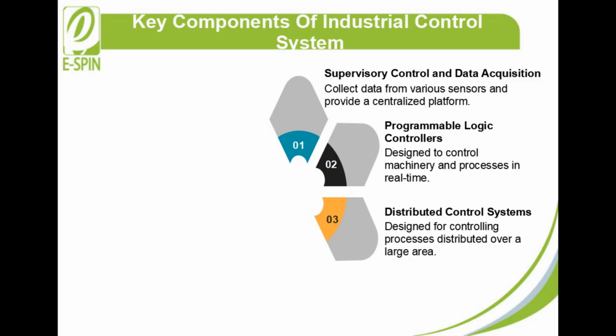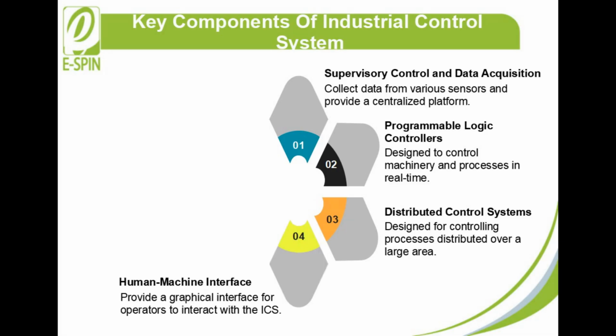3. Distributed control systems, designed for controlling processes distributed over a large area, such as oil refineries or chemical plants. 4. Human-machine interface, provides a graphical interface for operators to interact with the ICS. It allows operators to monitor system performance, adjust settings, and intervene when necessary.